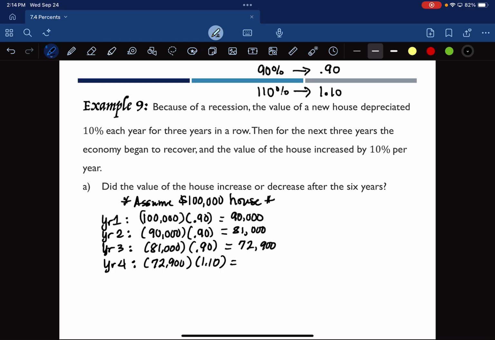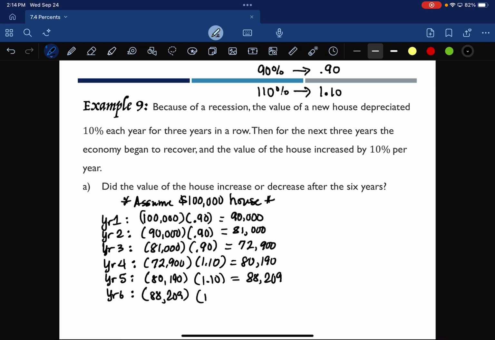After year 4, we have 72,900 times 1.10. What do we get? 80,190. We're going to do this for year 5. In year 5, we now have an $80,190 home, increasing 10%. Where does that bring me to? At some point we're going to get some decimals, so let's just round to whole numbers. That's fine. Okay, 88,209.